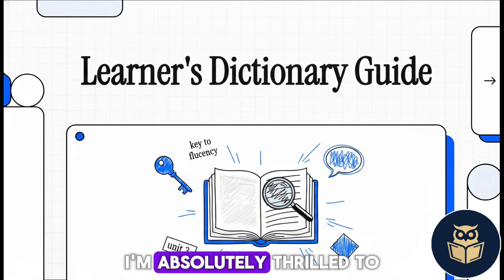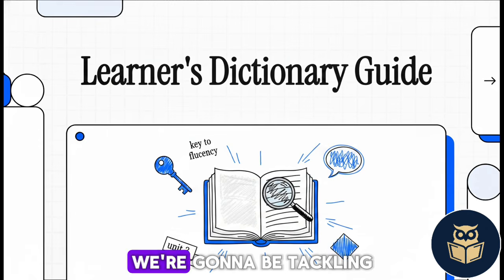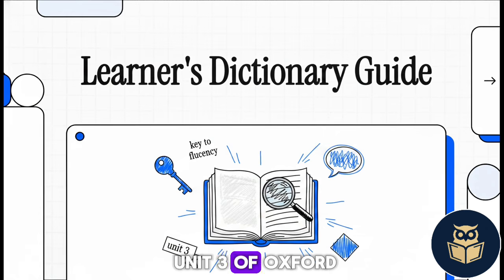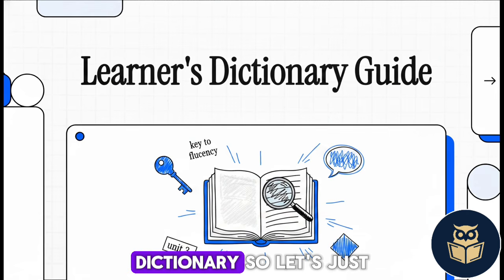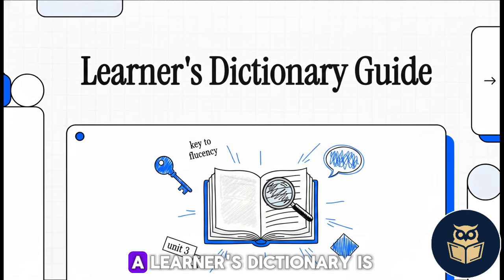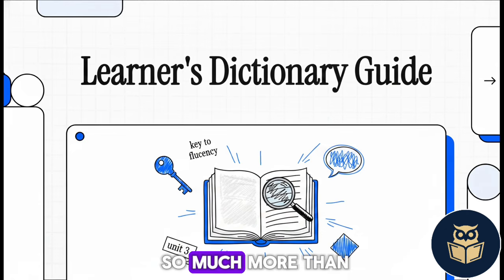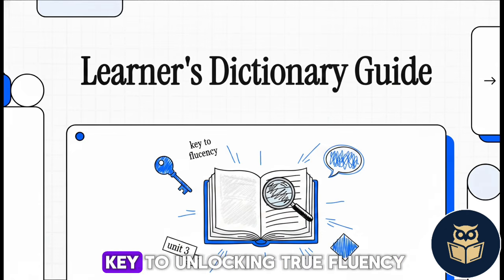I'm absolutely thrilled to be stepping in as your private English tutor today. We're going to be tackling Unit 3 of Oxford Word Skills together, and our ultimate goal is mastering the learner's dictionary. So let's just dive right in because honestly, a learner's dictionary is so much more than a simple translation tool. It is literally the key to unlocking true fluency.